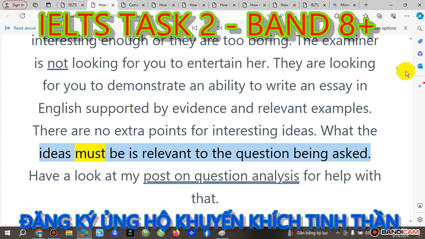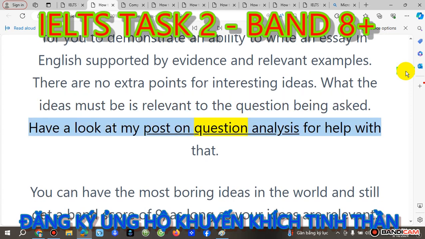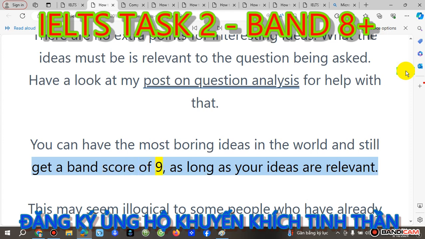What the ideas must be is relevant to the question being asked. Have a look at my post on question analysis for help with that. You can have the most boring ideas in the world and still get a band score of 9, as long as your ideas are relevant.